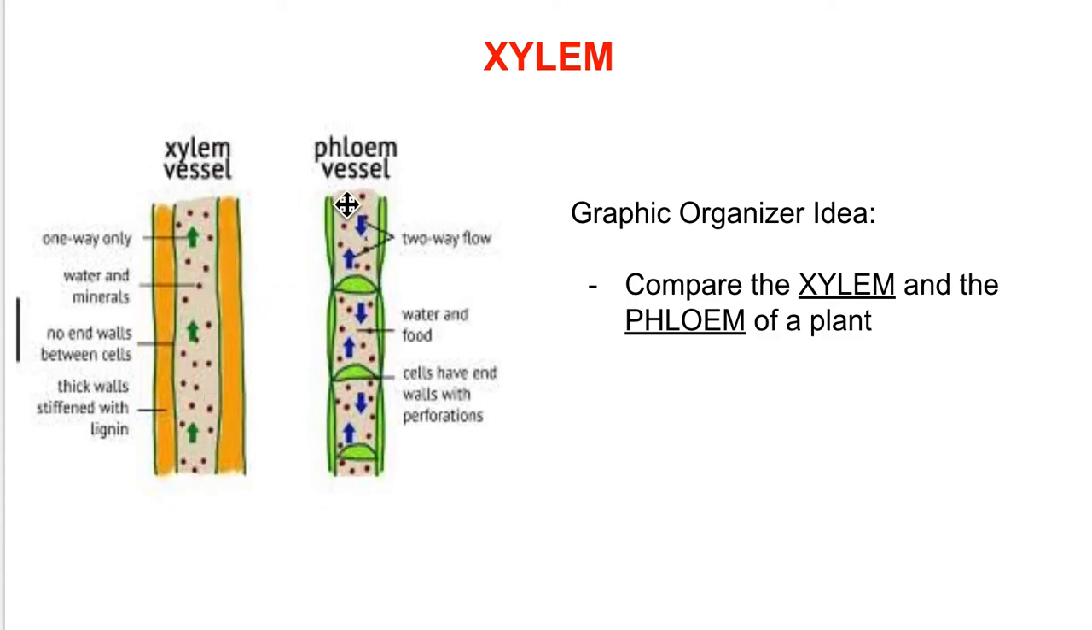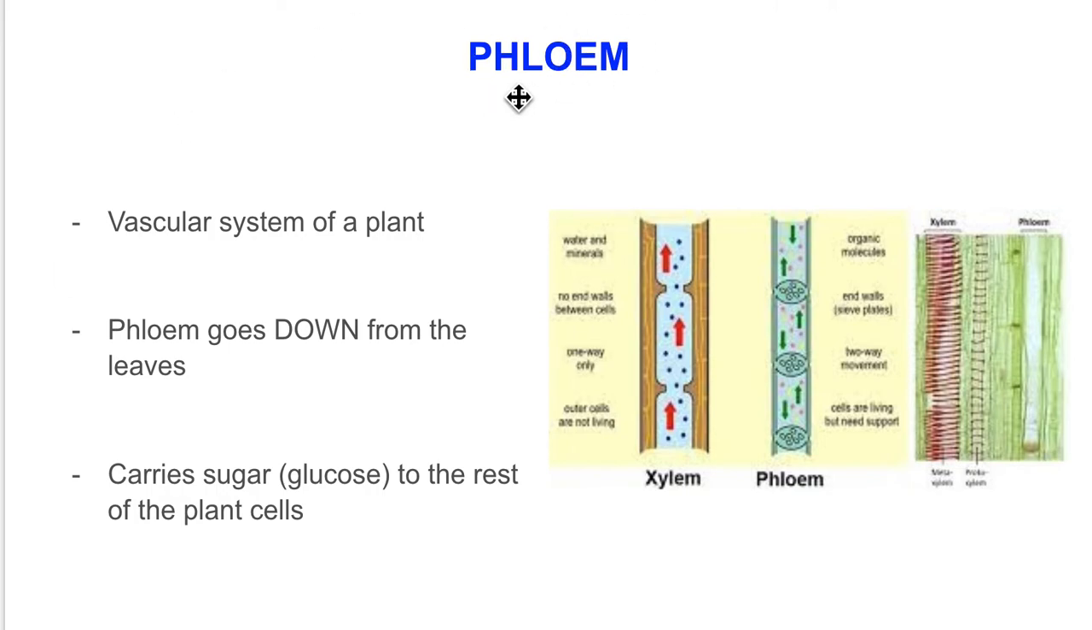And then the next word is going to be phloem, and that's what you should do your graphic organizer on, is comparing xylem and phloem. But xylem goes up, phloem goes mostly down, but also goes up. But I just like to keep it simple. Xylem goes up, phloem flows down. So that next word is phloem.